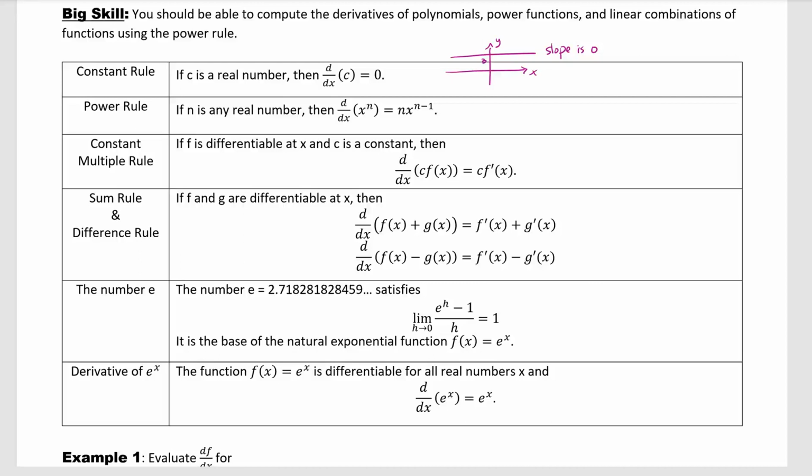And the power rule, okay, so we bring the power down in front and then x to the n minus 1. So we subtract 1 from the exponent. Okay, that is the power rule.